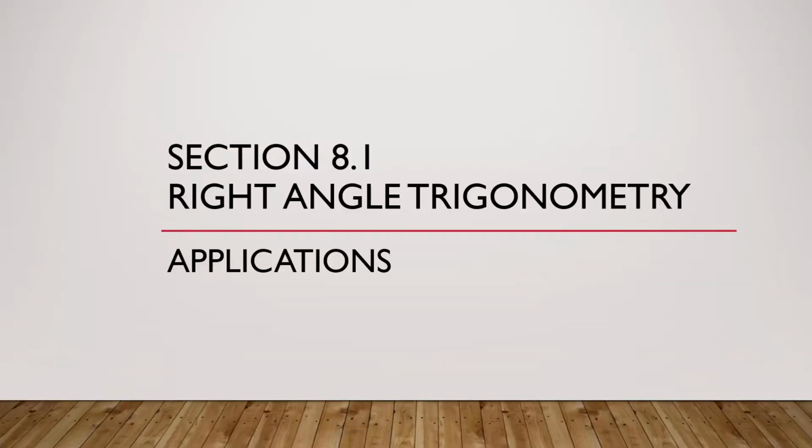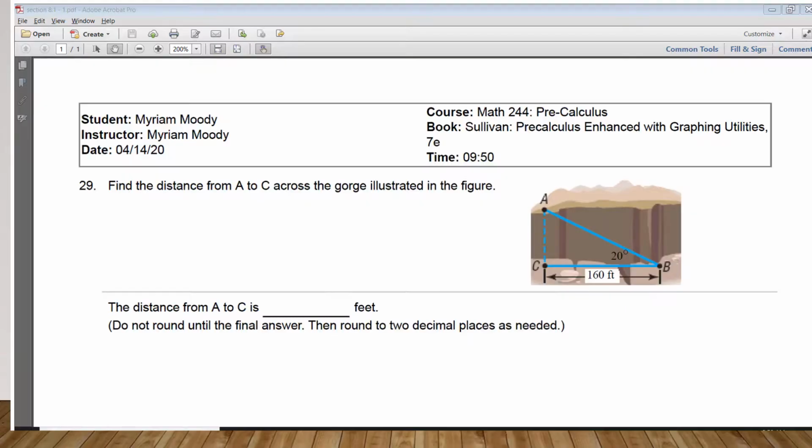Okay, so let's talk about some applications with respect to our right angle trigonometry. Right triangles, basically. They've given us this picture, and it's the picture of a canyon, basically. And they're asking us to find the distance from A to C, okay? Across the gorge. And we clearly see that there is a chasm there, so it's a gorge.